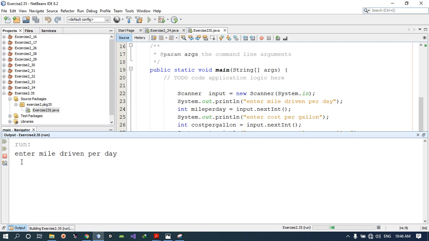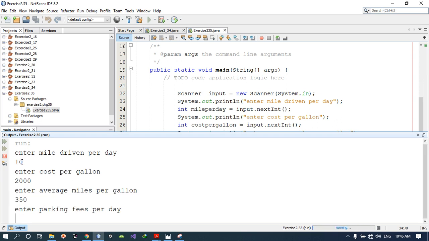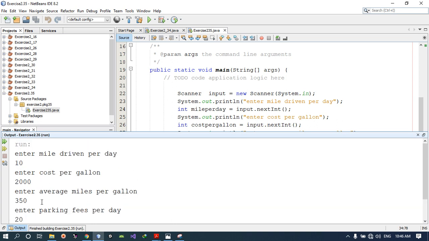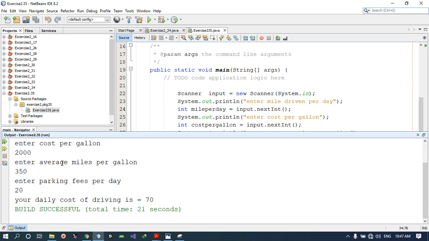So let's check it again with other inputs. For example, I drive 10 miles, and now enter cost per gallon 2000. Enter average miles per gallon, also 350, and parking is 20. So now check the output. If we drive 10 miles per day, then we will pay only 70 rupees. So it's done.